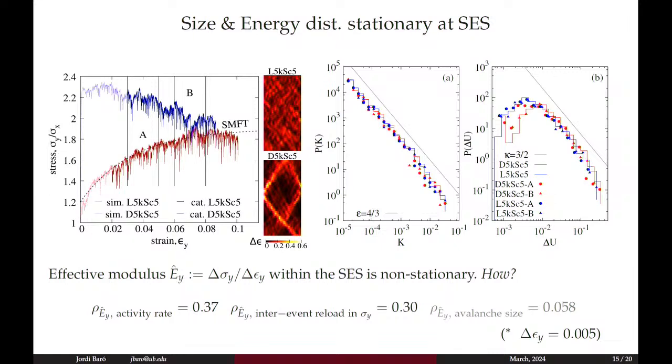So we look at the Pearson coefficients of this effective modulus with the activity rate, the number of avalanches over time. We see that we have some correlations, and also with the speed of reload that we have on sigma y, we see a positive correlation, and a very small correlation with the avalanche size. So actually what is happening here is that we have more avalanches than here, right? Not that they are stronger. Okay.